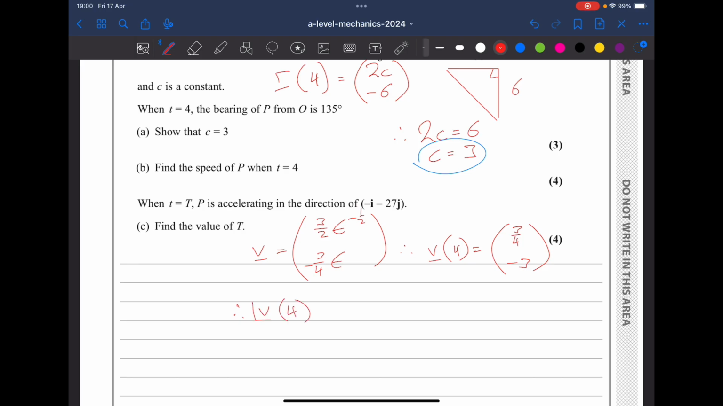You could just do this as well. It's just like v of 4 without the underline. Make that a bit clearer, that's kind of underlined. But I like the one at the top just to show that it is a vector that we are taking the magnitude of.